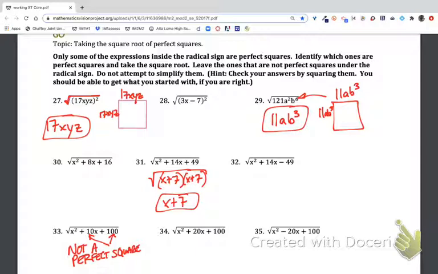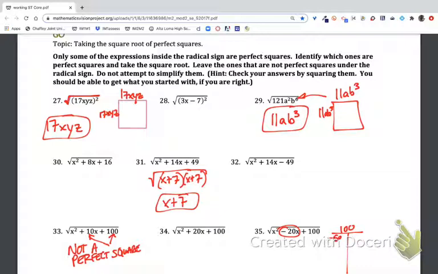Number 35. Two numbers that multiply to get a positive 100 and add together to get negative 20x. And you might be thinking, not possible. Well, if we're adding them together, they need to get negatives, but with them multiplying, they need to be positive. So we know that both of those terms are going to be negative. So let's try this out.